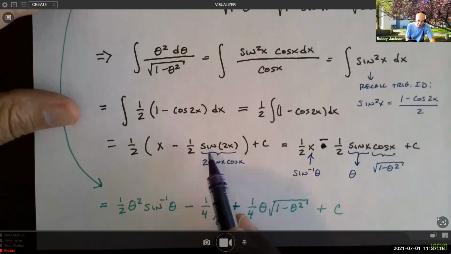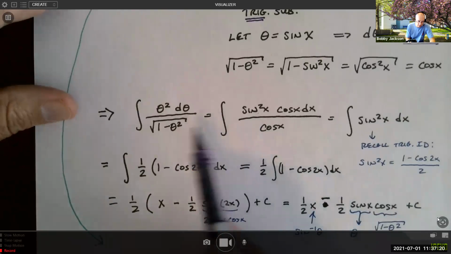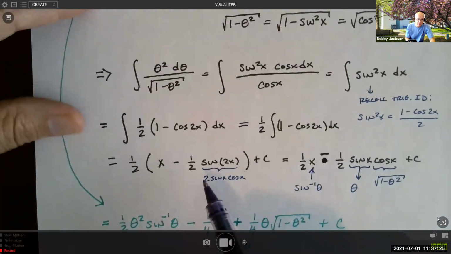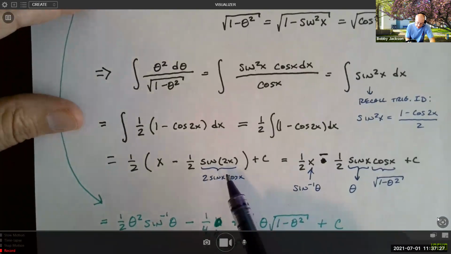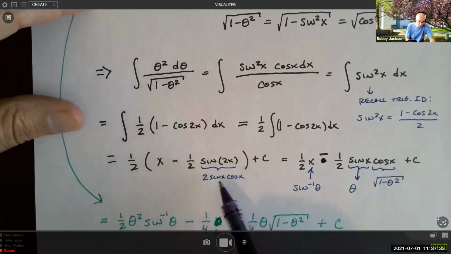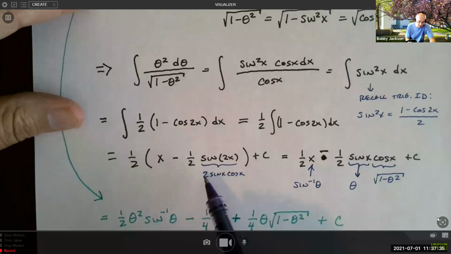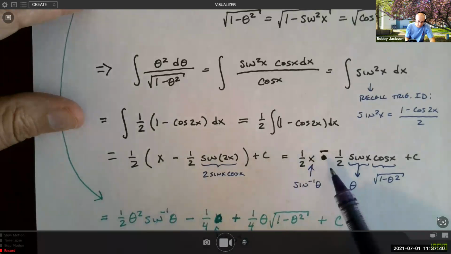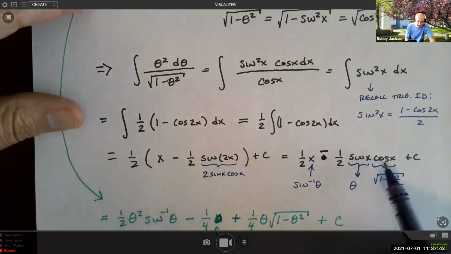Now, to go back to the original variable theta, because we're going to go back to theta. Remember this relationship here. Sine of 2x, I use another trig identity that says sine of 2x is 2 times sine of x cosine of x. All right, and 1/2 times 2 is 1. Distribute this 1/2 through, I get 1/2 x minus 1/2 sine of x cosine x plus a constant.